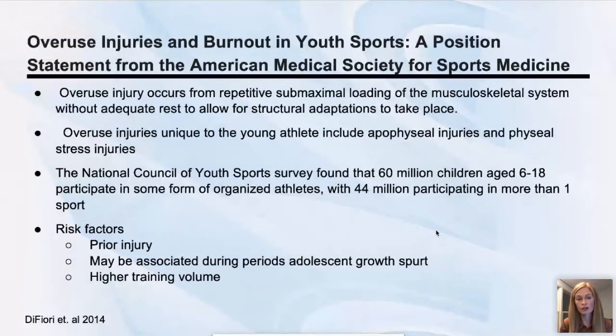A risk factor for these overuse injuries is prior injury. It may be associated with the period of adolescent growth spurt and with higher training volume. When treating the young athlete, you want to make sure you ask them about their training volume, about their usual schedule. Early specialization may also increase the risk of overuse injuries and early burnout. You want to talk to them about, are they only playing one sport? Are they playing multiple sports?